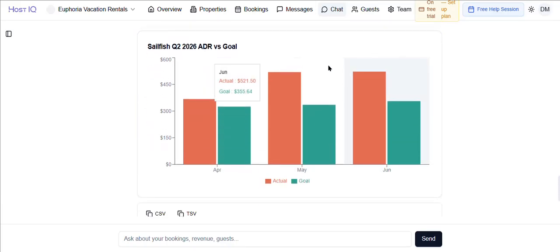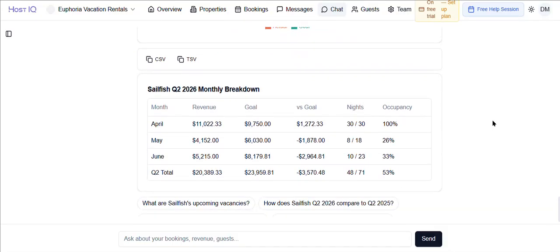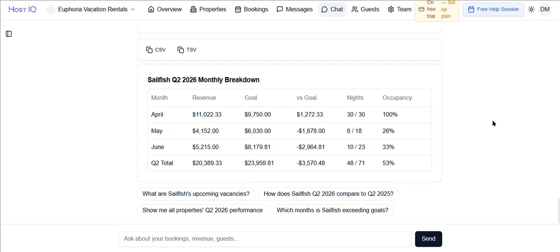Now this is interesting, because you can see my ADR is quite a bit higher than my goal. Same for June. So that may be telling me that I'm a bit overpriced. So I'm going to take a look at what more information it gives me. Now here it's showing me the same in chart form.